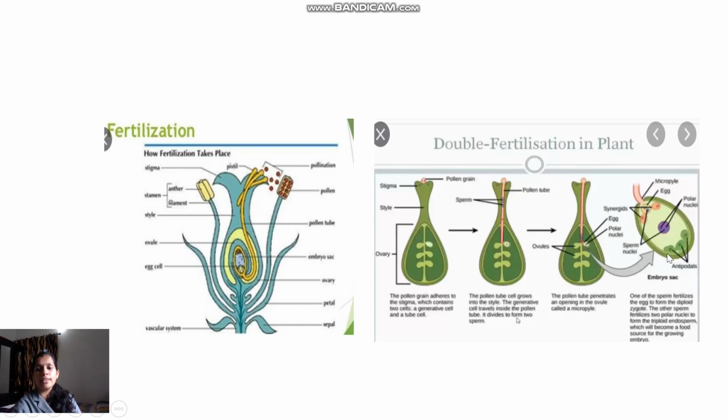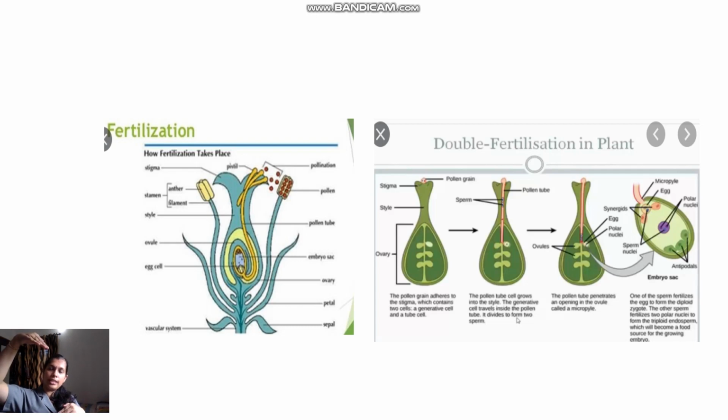Okay, then the antipodal cells also will start disintegration after this, what? Double fertilization. Okay, let me see once again all these points. Fertilization: fusion of male and female gamete. Okay, so the male gamete is the pollen grain and the female gamete is the ovule.